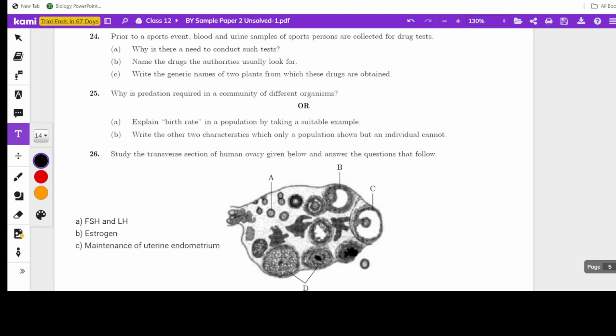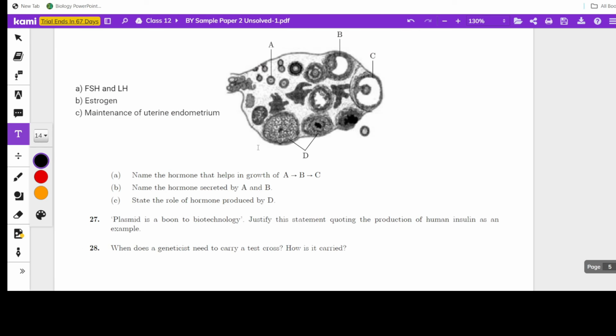Study the transverse section of the human ovary given below and answer the questions that follow. The same figure is there in your textbook, human reproduction. Name the hormone that helps in the growth of A to B, B to C. Growth of the follicle: FSH and luteinizing hormone, that is, follicle stimulating hormone and LH. Name the hormone secreted by A and B. Before the ovum is released, it is estrogen.